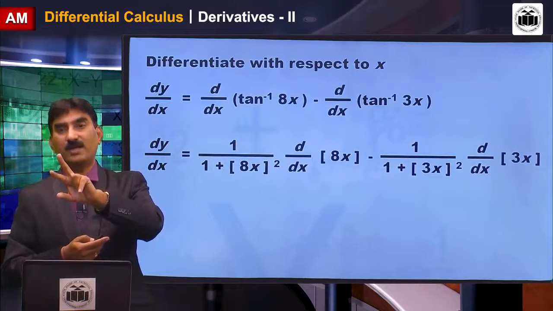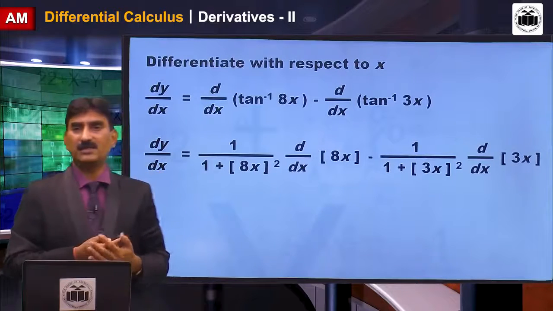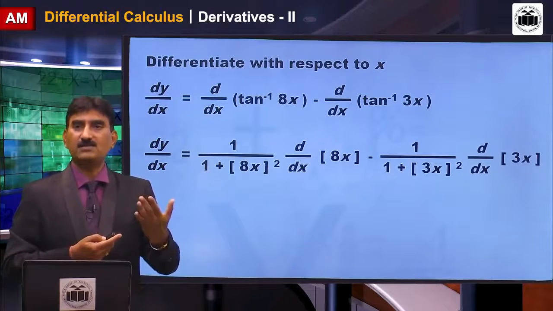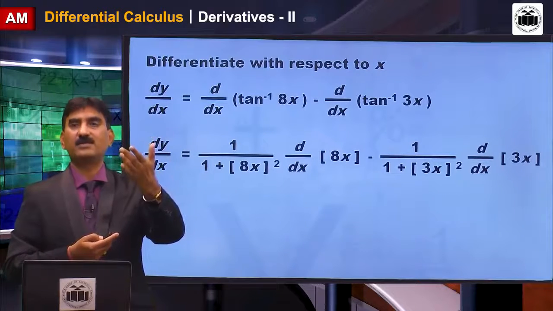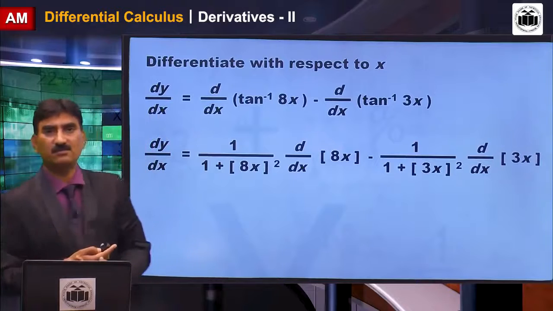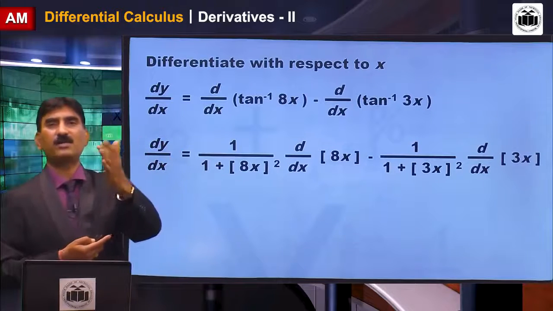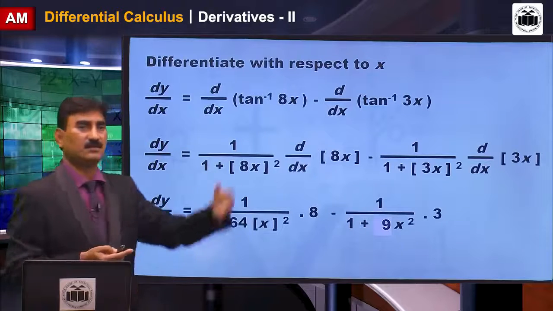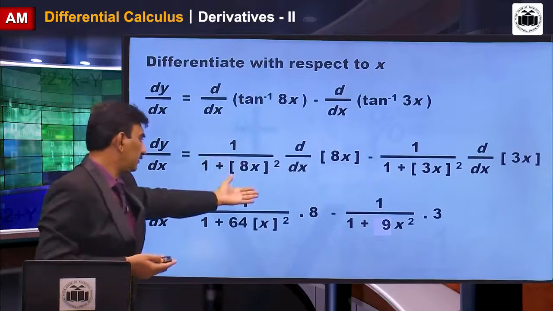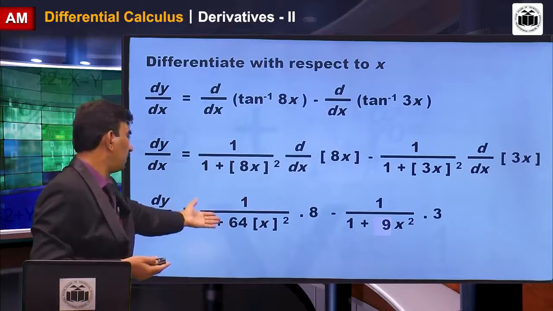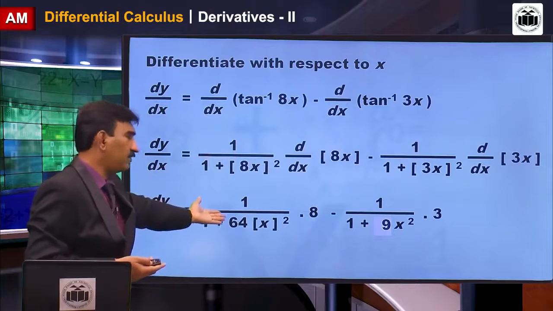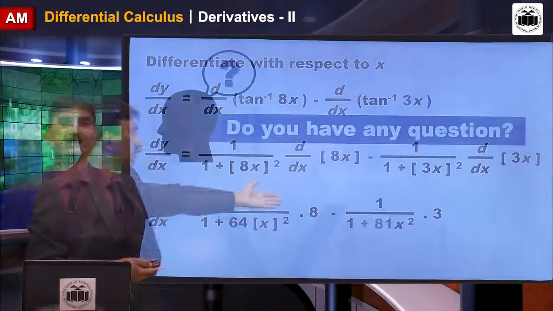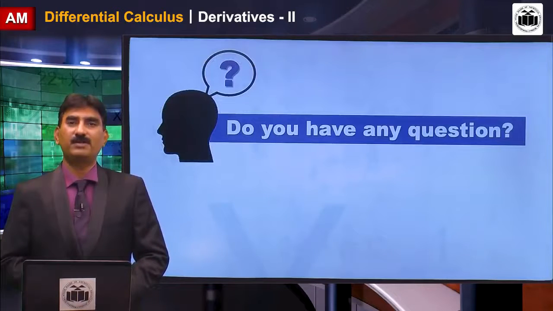What is the difference between the derivative of simple tan inverse x and the derivative of tan inverse of 8x? So 1 upon 1 plus 8x square into again derivative of 8x, minus again the same way derivative of tan inverse of 3x is 1 upon 1 plus 3x square into again derivative of 3x. So finally we get the answer. Derivative of 8x is 8 upon 1 plus 8 का square 64 into x square, minus 1 upon 1 plus 9x square into 3. So students, do you have any question?